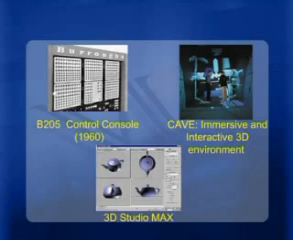Each one of them can be running a different process. And in order to activate one window or the other, we only need to go to that window and click with the mouse. 3D Studio Max is an example that you are looking at right now on your screen.